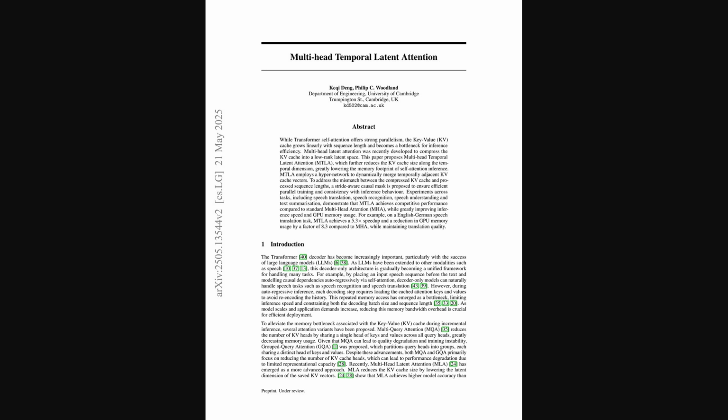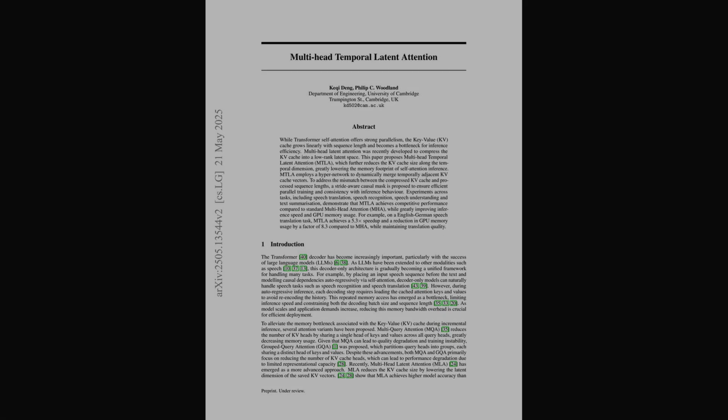The core idea here is multi-head temporal latent attention, or MTLA, which further compresses this key value cache along the temporal dimension. This method uses what's called a hypernetwork, basically a small helper network, to dynamically merge older cache entries. This promises big speedups and memory savings compared to standard multi-head attention, or MHA, while maintaining quality.